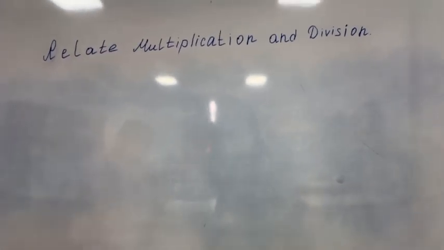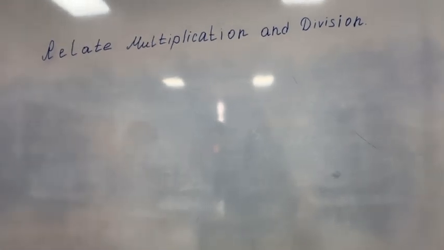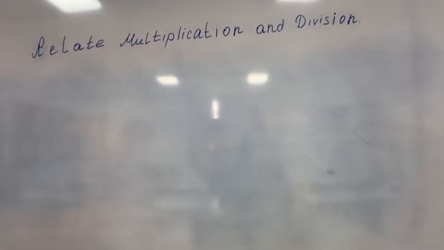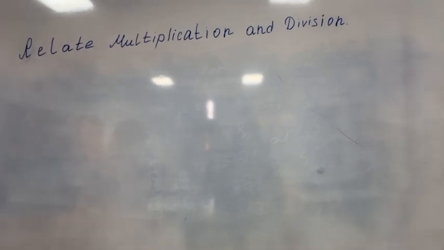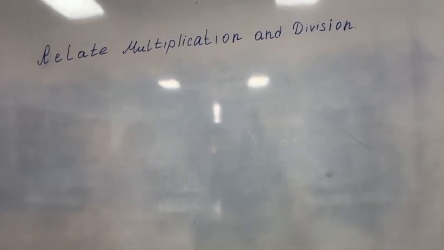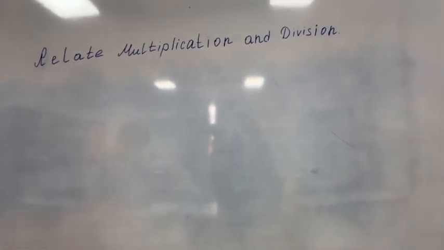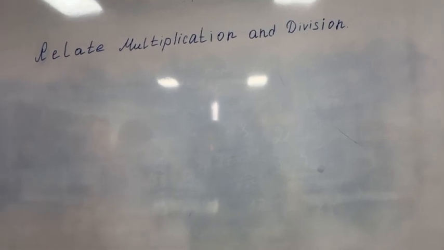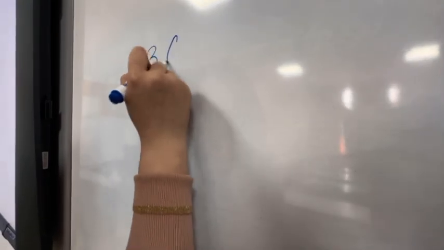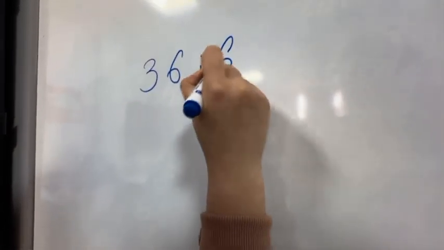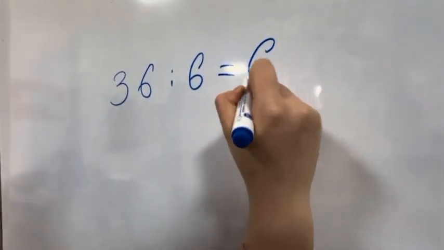I will give you one last challenge. Okay, if I have 36 candies and want to share them among 6 kids, how many does each get? Let them solve. 36 divided by 6 equals 6.